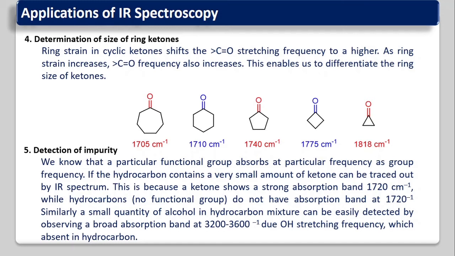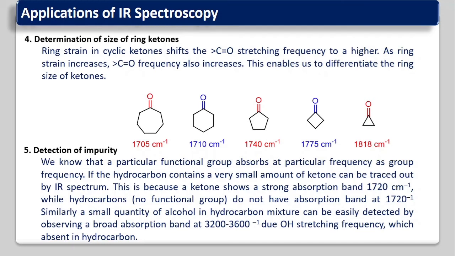So in this way, we can detect what impurities are present in the compounds by using IR spectroscopy. So these are the various applications of IR spectroscopy. First one is structure determination. Second one is study of progress of chemical reactions. Third one is presence of hydrogen bonding, either intermolecular or intramolecular. Fourth one is determination of the size of ring ketones, and fifth one is the detection of impurities in organic compounds. So these are the applications of IR spectroscopy.